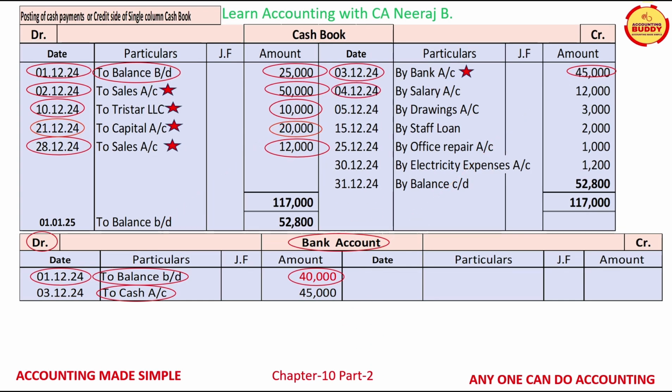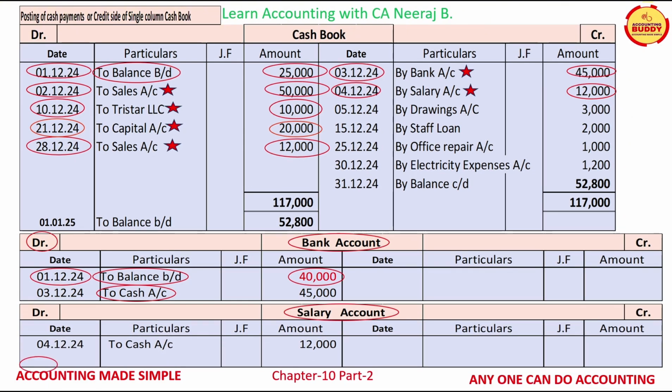On 4th December, an amount of $12,000 is paid in cash as salary. The salary amount paid will be posted in the salary account on the debit side on 4th of December for $12,000 by writing the words "to cash account." Similarly, all the other payments will be posted in the respective ledger accounts of drawings account for $3,000, staff loan account of $2,000, office repair account of $1,000, and electricity expense account of $1,200.